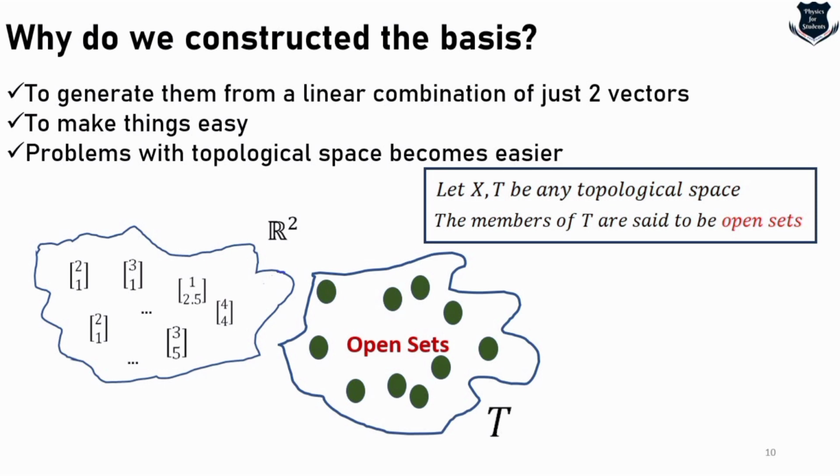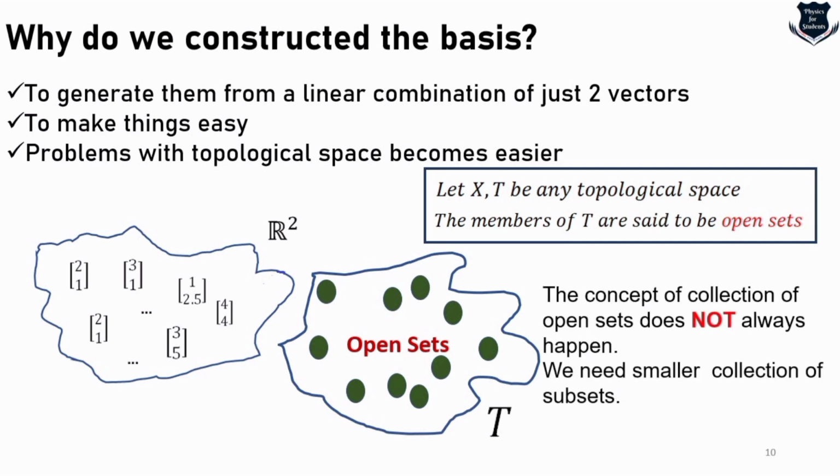So the thing is that if R2 can be written as a combination of different vectors, we can also use a random topology T, and its members are called open sets. Now it doesn't always happen that we can define a topology by describing it as a collection of open sets. No, it doesn't happen in these cases. In most cases, we need to define a smaller collection of subsets and define the topology in terms of that, right? So how do we do that? Until we find the basis.